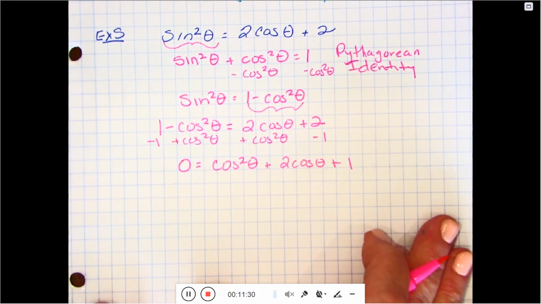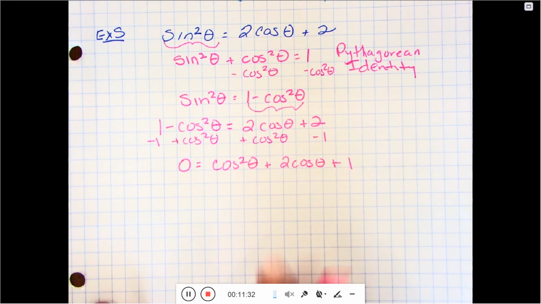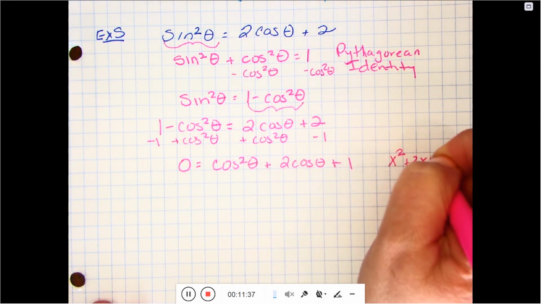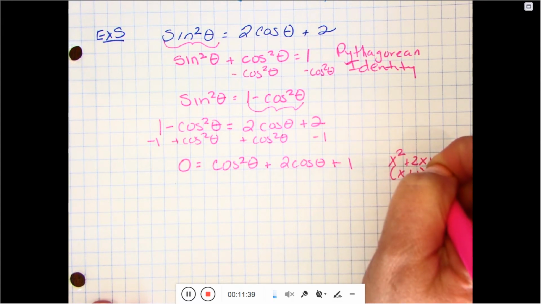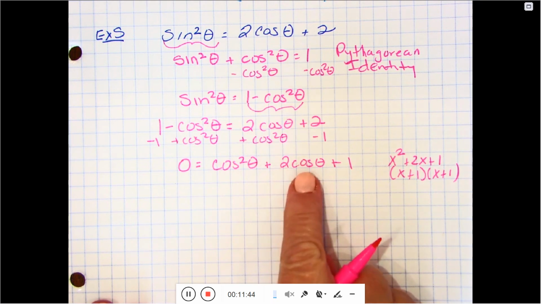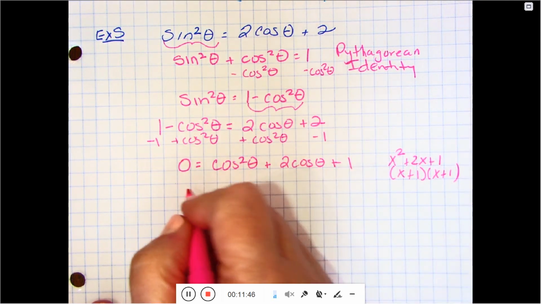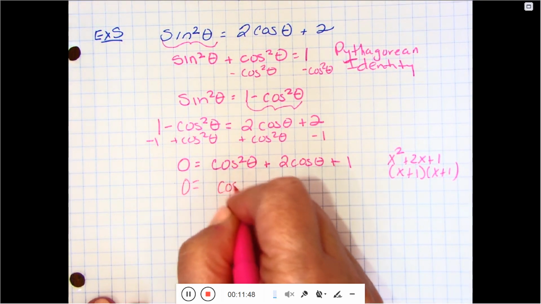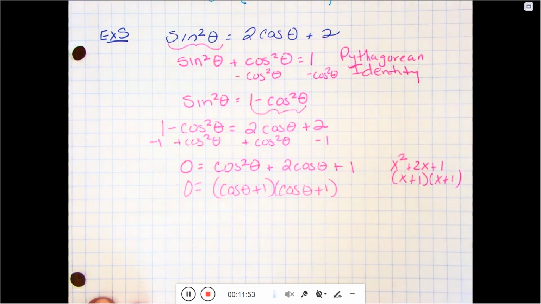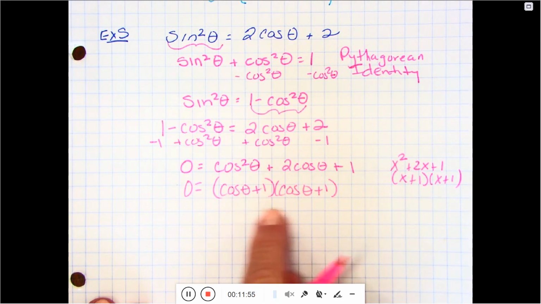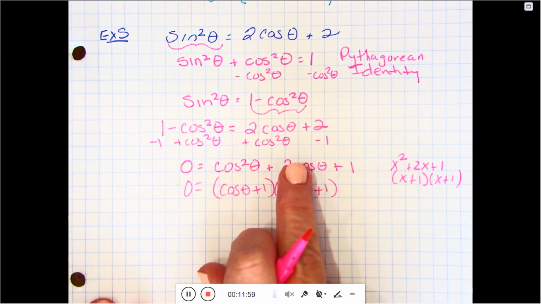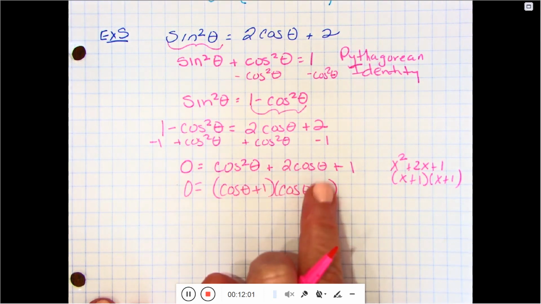And again, you can see the trinomial relationship here. If this were x squared plus 2x plus 1, I'd factor it into x plus 1, x plus 1. So I'm going to factor this one into cosine theta plus 1, cosine theta plus 1. And if you FOILed that back, you'd have cosine squared plus cosine plus cosine gives my 2 cosine plus 1.